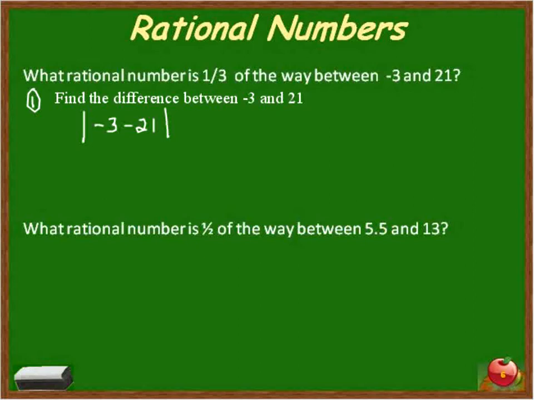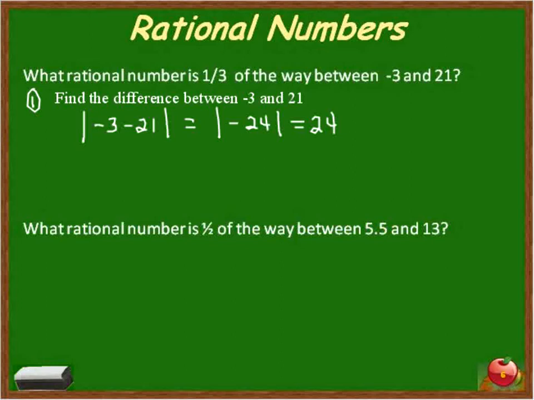Very careful with that. So what I'm doing is the absolute value of -24. And that tells me that the distance between -3 and 21 is a positive 24, because the absolute value of -24 is 24. So what do I do with that then? Well, I know the distance now between the two. I want the number that's 1/3 of that distance.